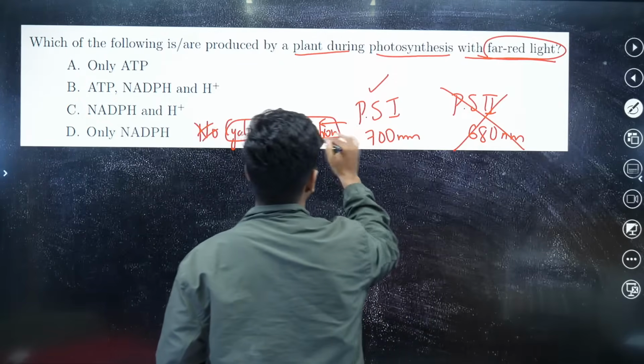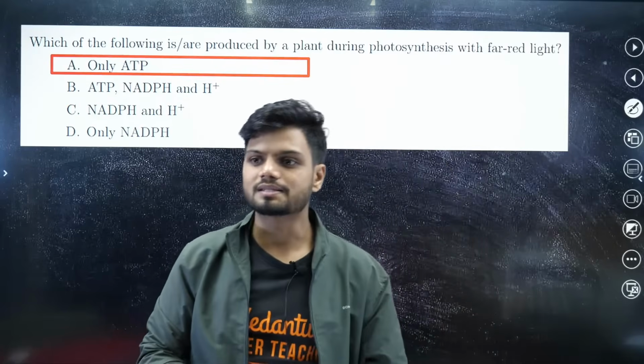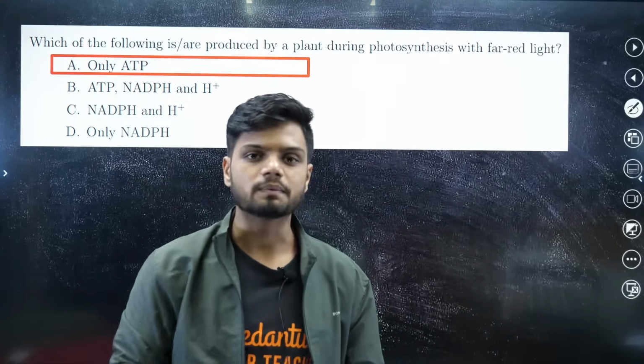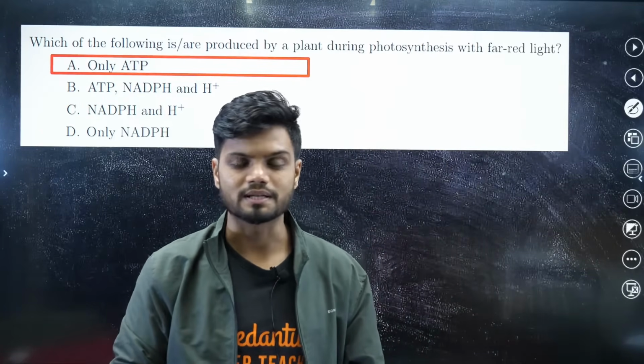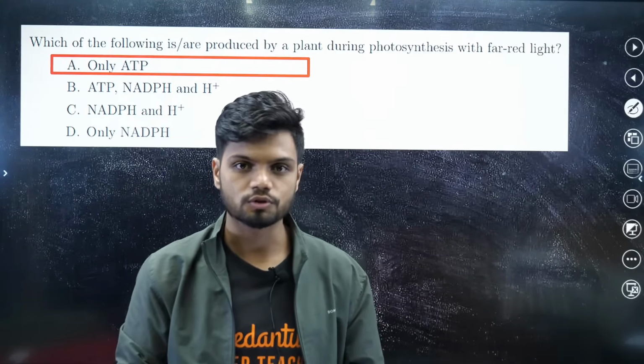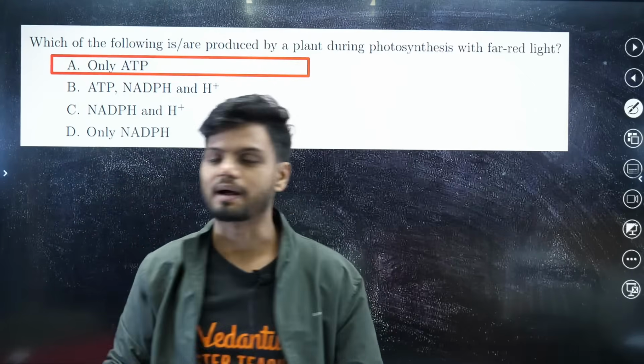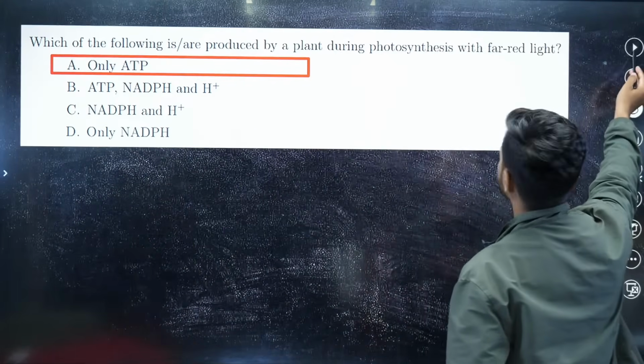In cyclic photophosphorylation, only and only ATP is produced. There is no formation of H+ ions. There is no formation of NADPH, because we know there is no splitting of water also. In case of cyclic photophosphorylation, the electron is coming back. Okay, only ATP is produced.